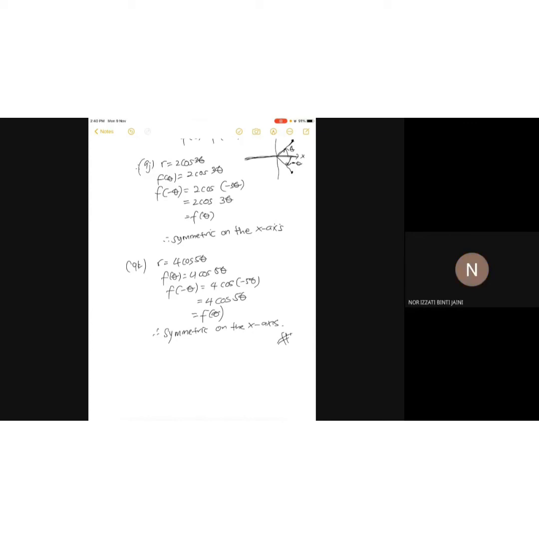Any questions on the 1.5 yang awak tak faham, yang awak rasa nak tanya? Yang tengok video ni, saya tak faham doktor macam mana. Because we have discussed on the exercise. Exercise rasa tak masalah lah, cuma untuk kefahaman awak tu. Madam, nombor 7D dengan E. Macam mana nak tukar?